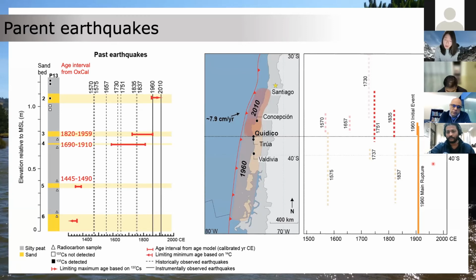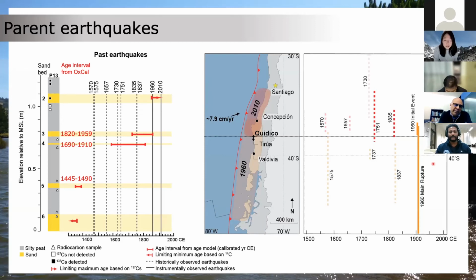And finally, our age model shows that sandbed 5 was deposited likely between 1445 and 1490. It precedes the existing historical earthquake catalog for South Central Chile and represents a prehistoric tsunami that extends the record in this region by about a century.